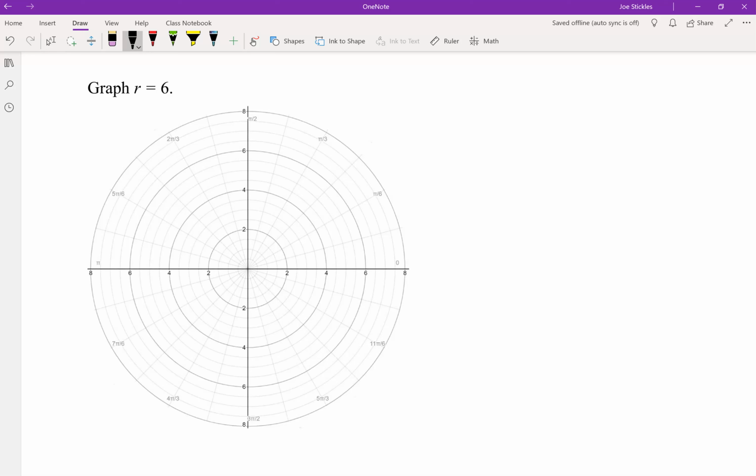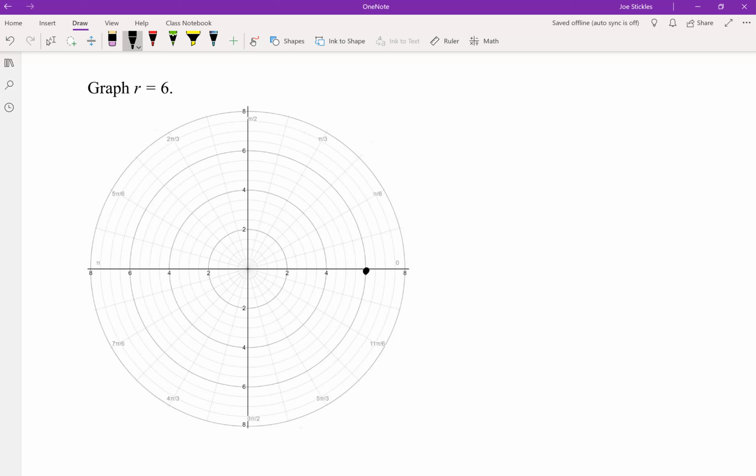So again, notice that these hash marks for the circles are all a half a unit, right? Here's 1, here's 2, here's 3, here's 4. Your angles are still 15-degree angles each line. So pi over 12, pi over 6, pi over 4, pi over 3, 5 pi over 12, pi over 2. This one asks you to graph r equals 6. Theta can be anything, but r has to be 6. So again, this says the distance from the pole has to be 6, but theta can be anything.